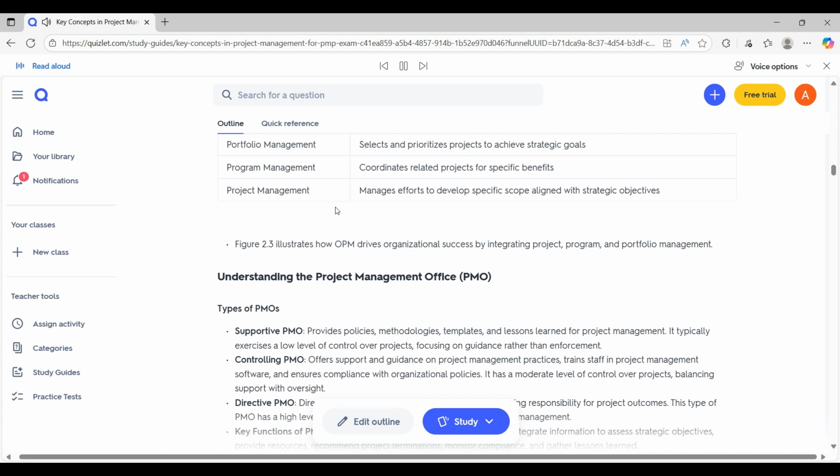Controlling PMO offers support and guidance on project management practices, trains staff in project management software, and ensures compliance with organizational policies. It has a moderate level of control over projects, balancing support with oversight. Directive PMO directly manages projects and project managers, holding responsibility for project outcomes. This type of PMO has a high level of control and is involved in all aspects of project management.